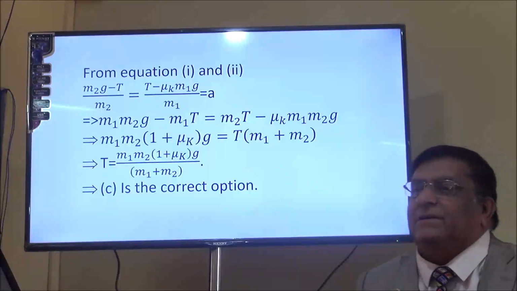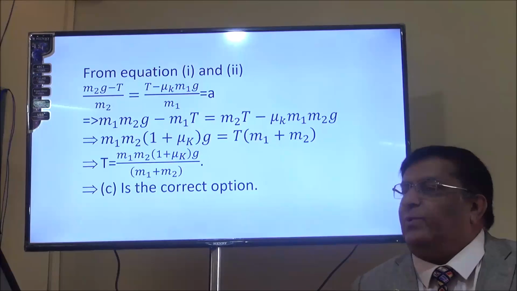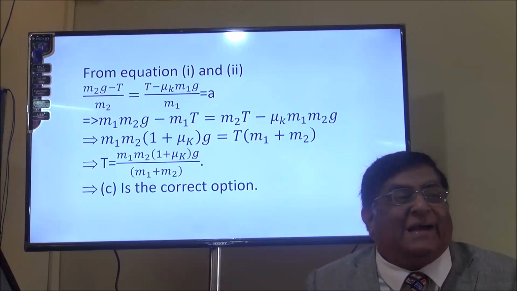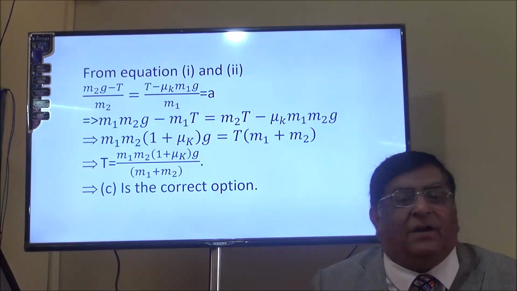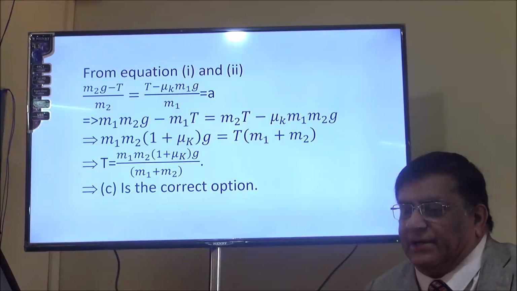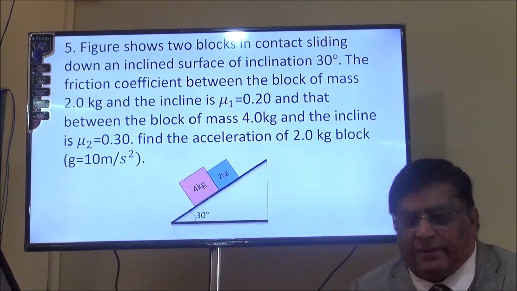So this is the method you are going to use. This free body diagram will act in each and every numerical of force. Right, this is how it is done. Should we go to the next question? Okay.